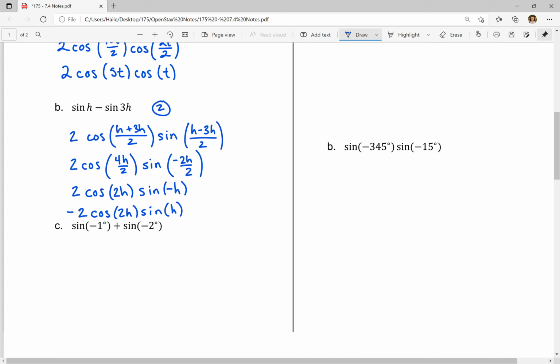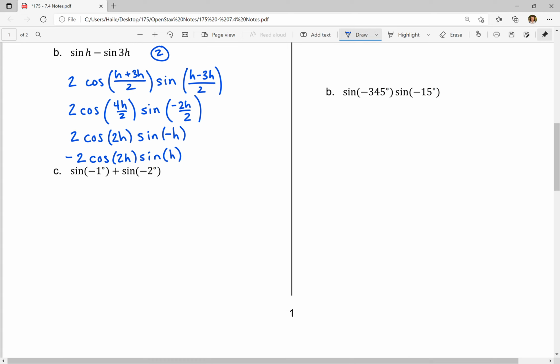So let's try one more. Let's put in some numbers, but we're not going to actually evaluate this. We're just going to turn it into a product. Okay, so in this one I have sine of negative 1 degree plus sine of negative 2 degrees. So since I have a sine plus a sine, I'm going to use equation 1. So this is going to turn into 2 times the sine of negative 1 degree minus 2 degrees over 2 times the cosine of negative 1 degree minus negative 2 degrees divided by 2.